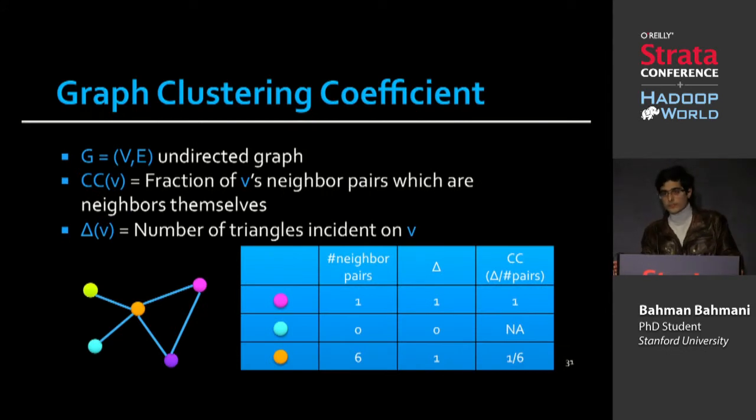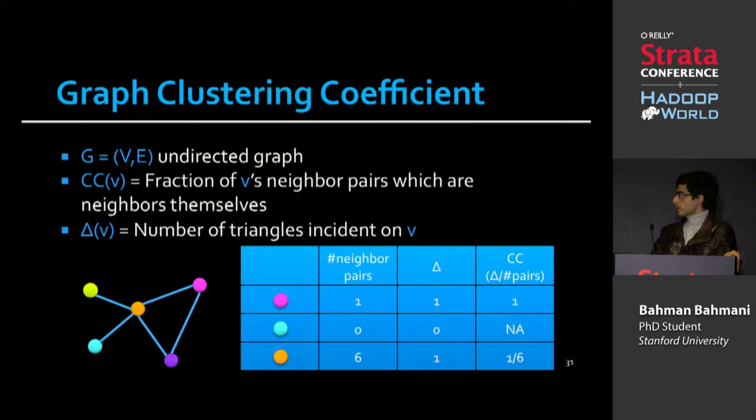We look at the graph clustering coefficient. Let's say you have an undirected graph with the vertex set V and the edge set E. The clustering coefficient of a node V is the fraction of pairs of V's neighbors which are neighbors themselves. So you look at any pair of neighbors of V and you see if they are neighbors themselves, and if they are, they contribute to the clustering coefficient. So the fraction of such pairs. We also define delta of V to be the number of triangles incident on V. Let's see an example, in this small graph down here. For this pink node right here, what is the number of neighbor pairs?